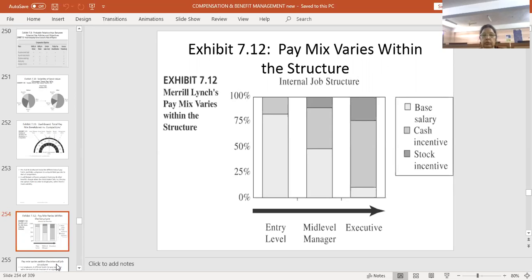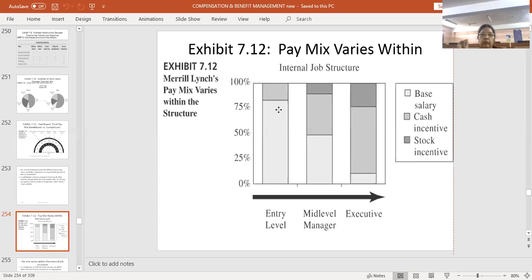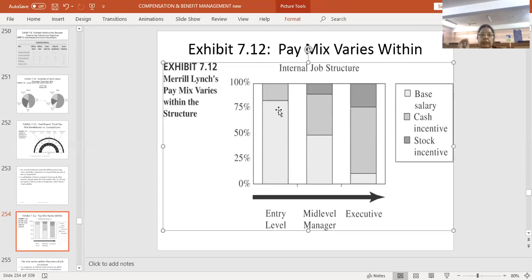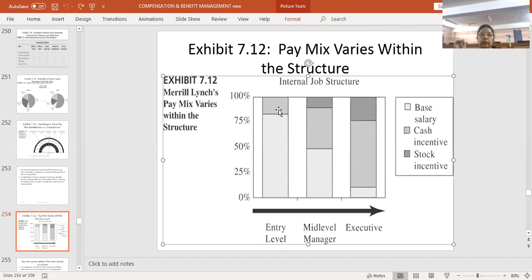So this diagram shows for entry level jobs, those who have newly joined, what will be the pay mix. For middle level jobs, middle level managers, what will be the pay mix. For higher level executive people, what will be the pay mix. So you see that entry level, their base pay is very high. They are getting 75% to 80%, and cash incentive is very low, around 20. And they are not getting any stock options for entry level, those who have joined newly into the company.